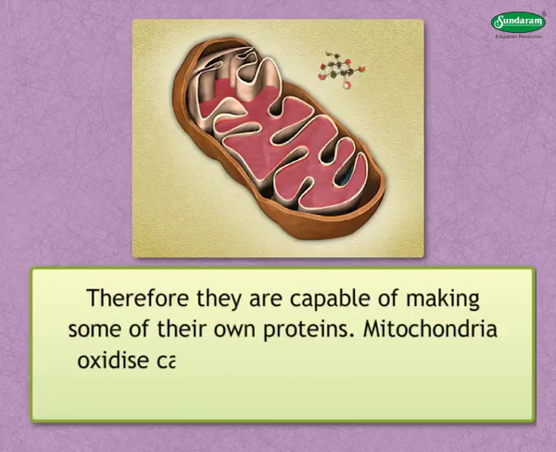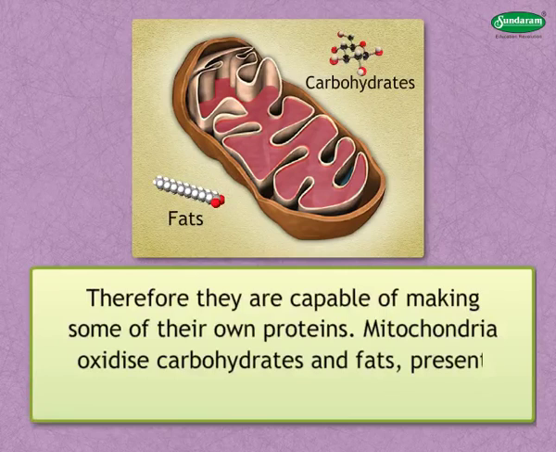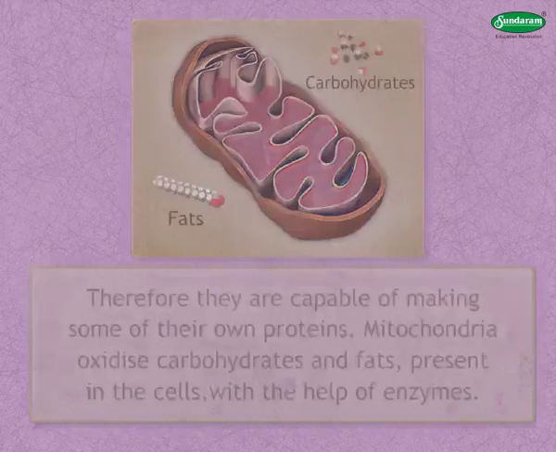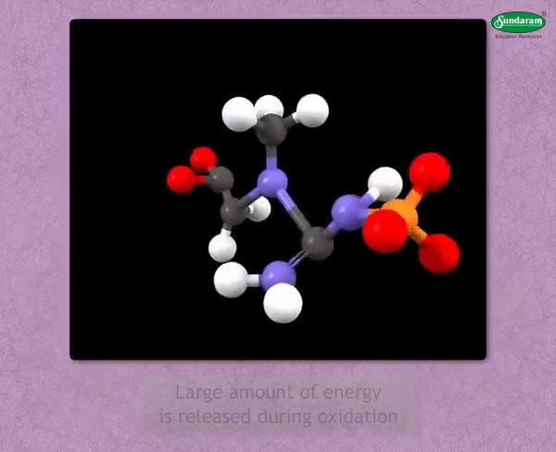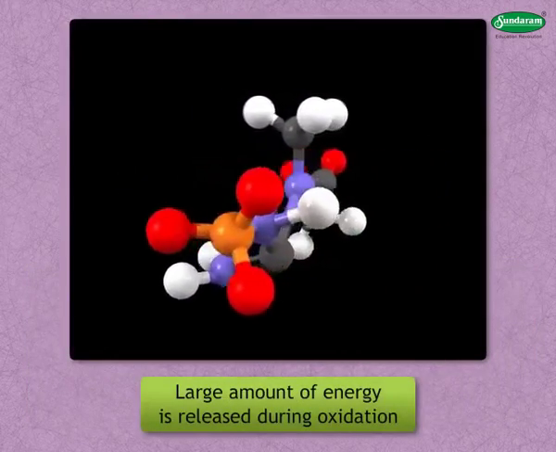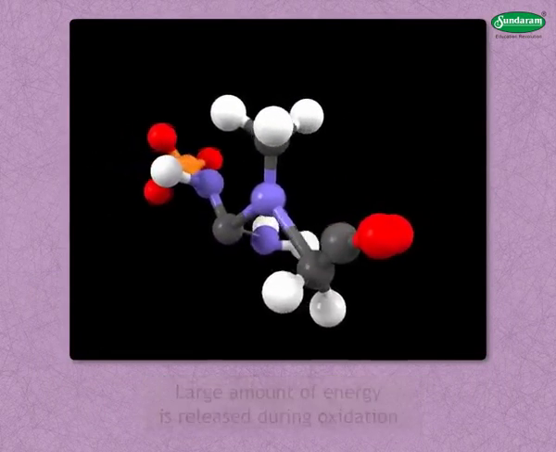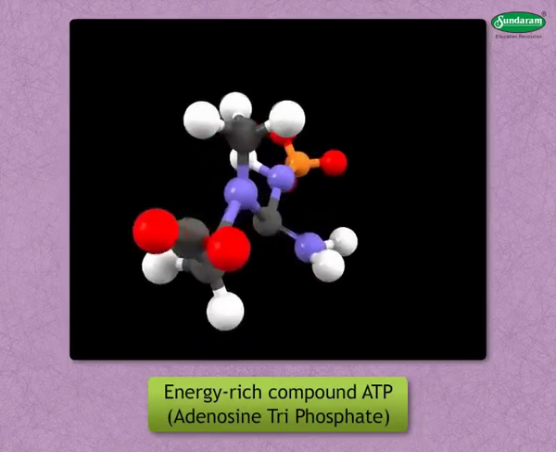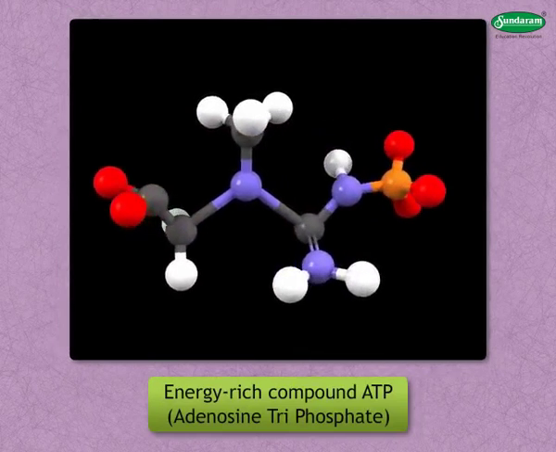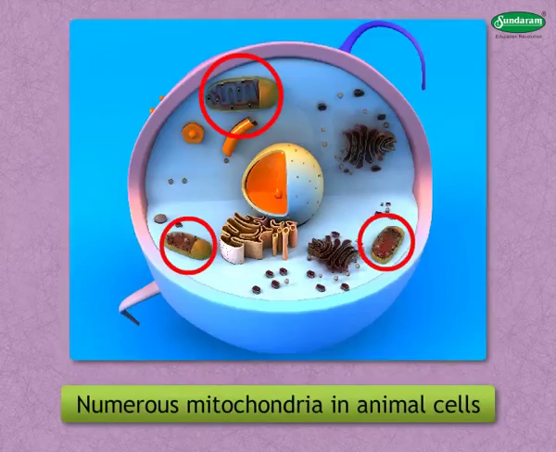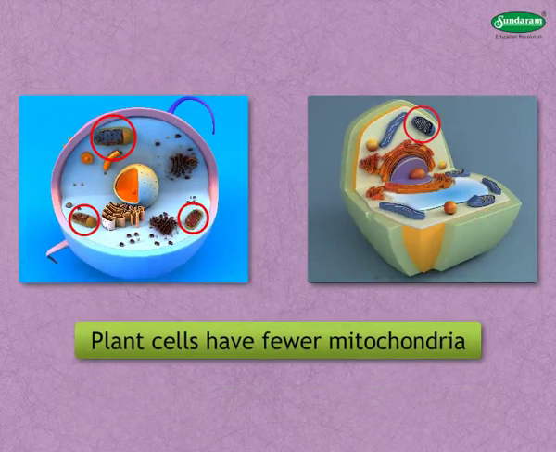Mitochondria oxidize carbohydrates and fats present in the cells with the help of enzymes. During this process, large amount of energy is released, which is used by the mitochondria to produce energy-rich compound ATP or adenosine triphosphate. There are numerous mitochondria in animal cells, whereas plant cells have fewer mitochondria.